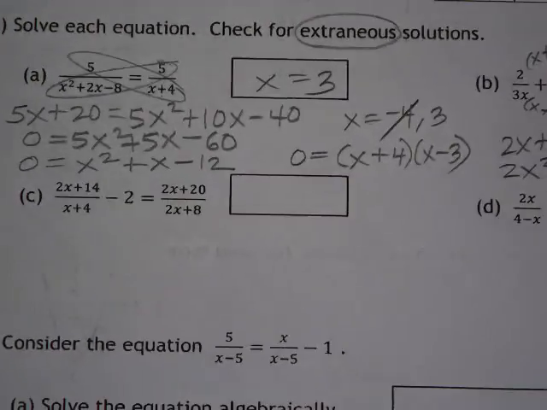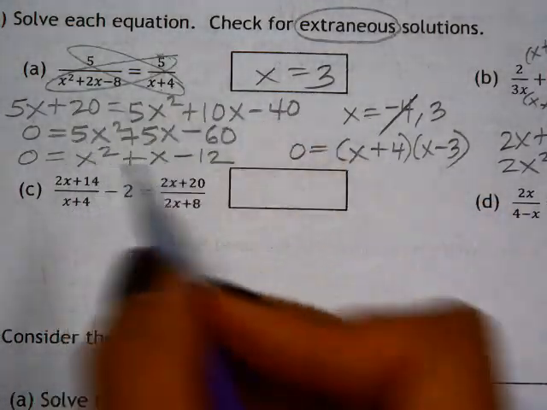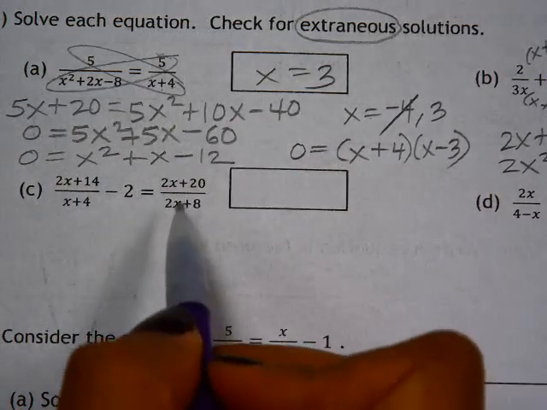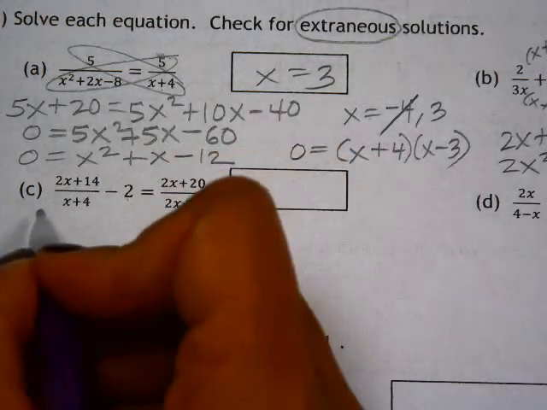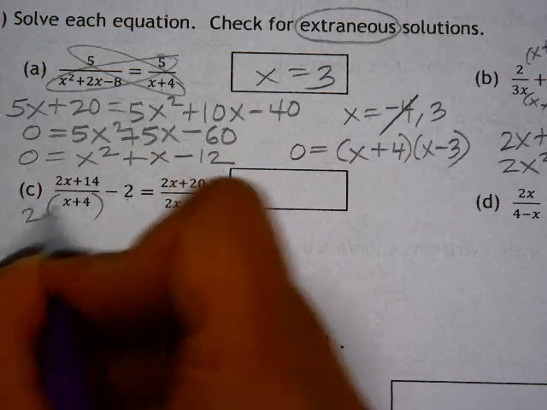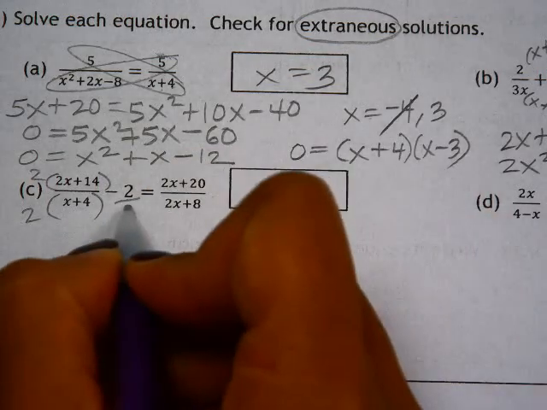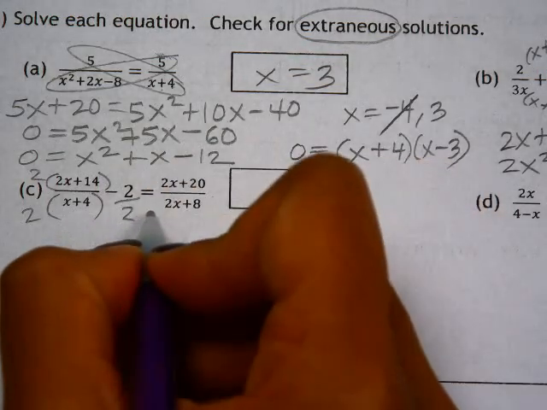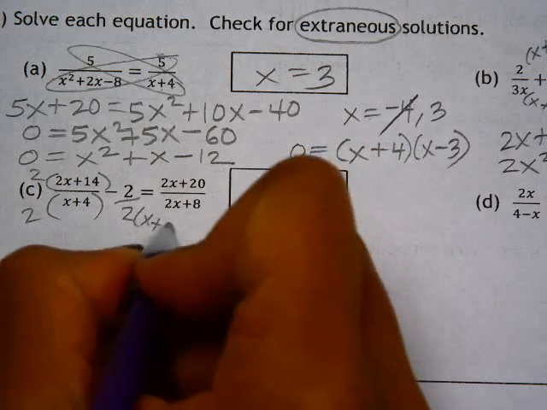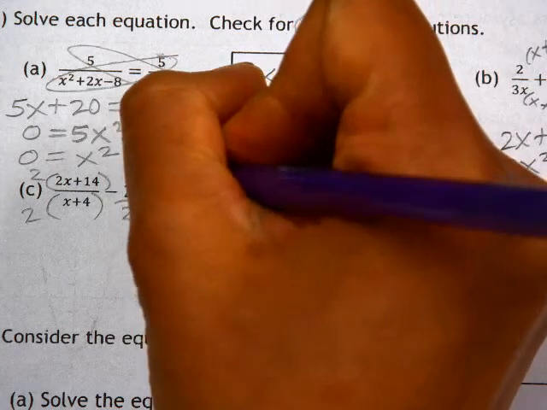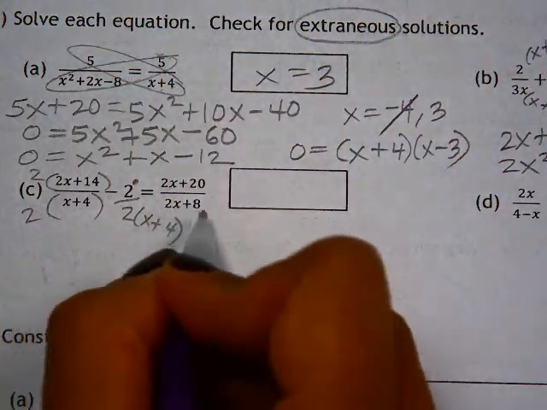Part C is another example of one where we can do common denominators. We can't cross multiply the way it's written because we have 2 terms here and 1 term here. So in this denominator, we're missing a 2. In this denominator, we're missing the entire expression, 2 times x plus 8. So this is a 2 quantity x plus 4. You can write it like this, or you could write it as 2x plus 8.